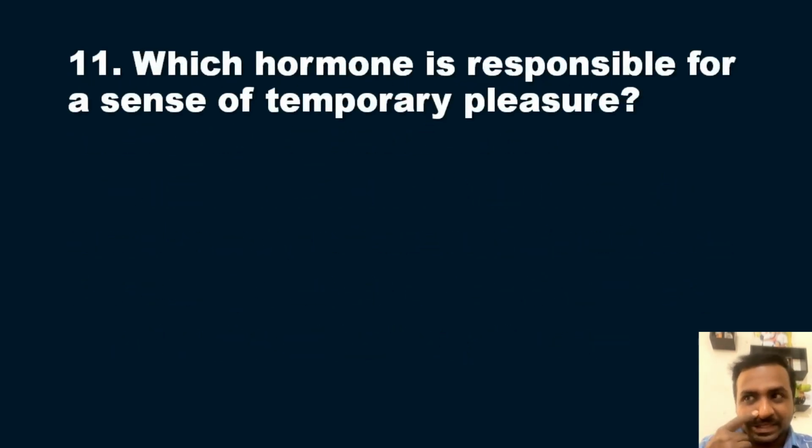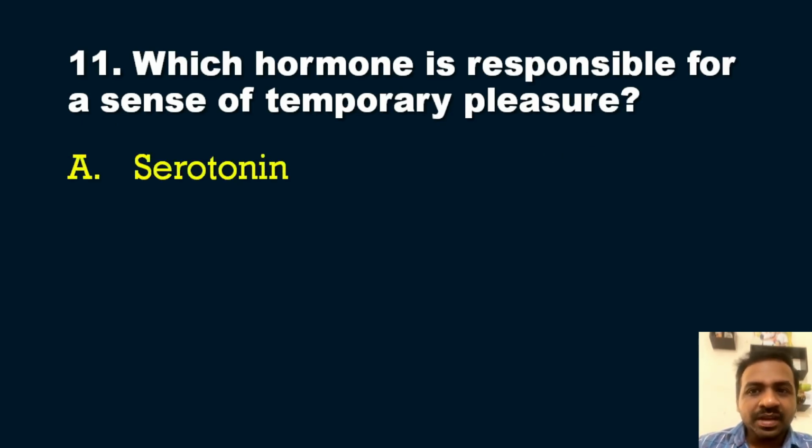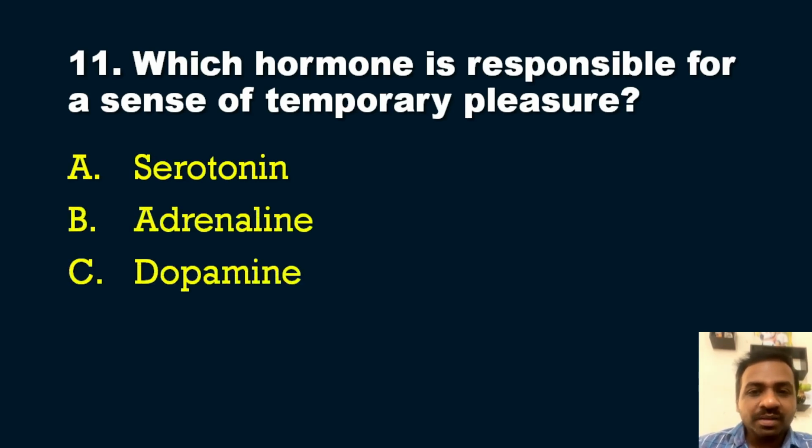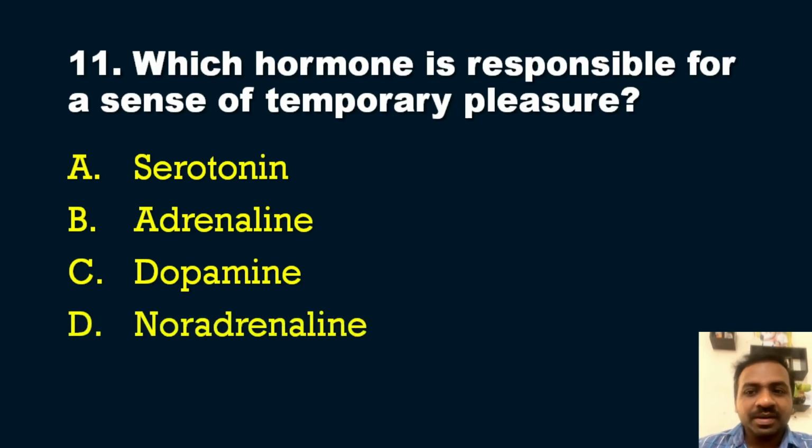Now we will move on to the 11th question in our series. Another confusing question: which hormone is responsible for a sense of temporary pleasure? Temporary pleasure is a key point in this question, and the options for you are option number A serotonin, option number B adrenaline, option number C dopamine, option number D noradrenaline. I think you can omit 2 options very easily. The other 2 options may be confusing for you. The key point in this question is temporary pleasure, not permanent pleasure.